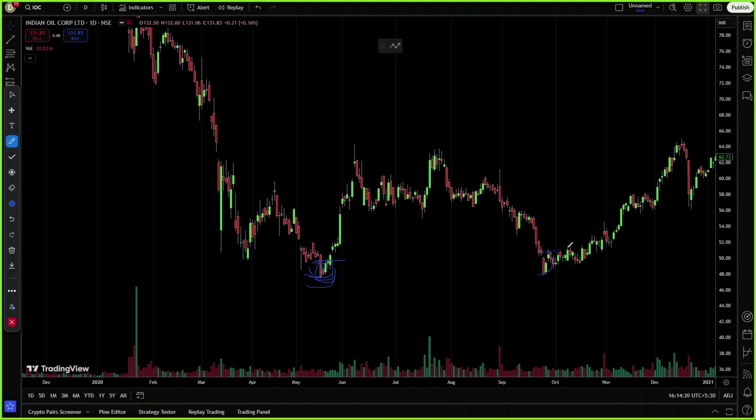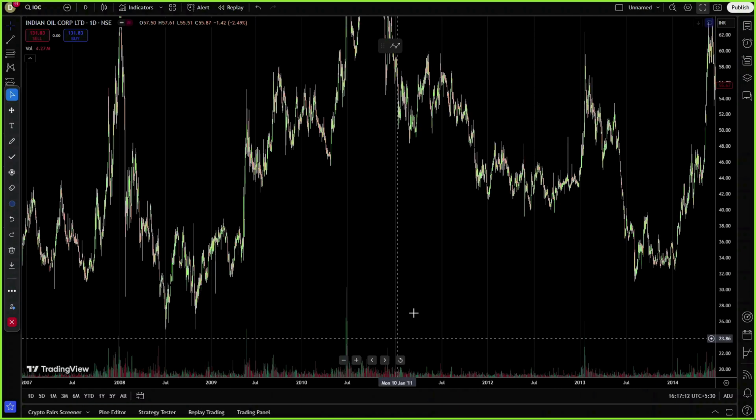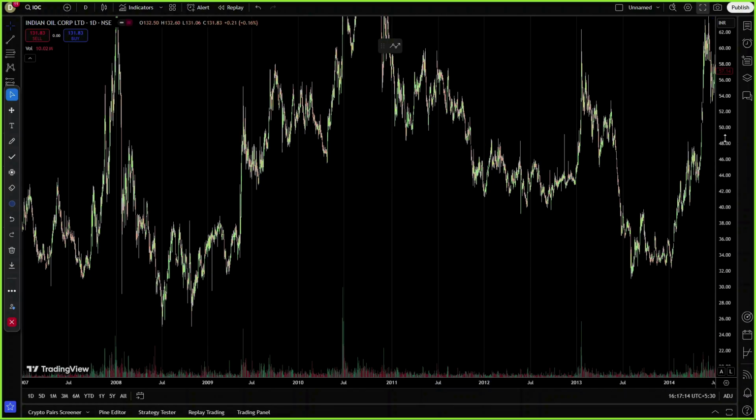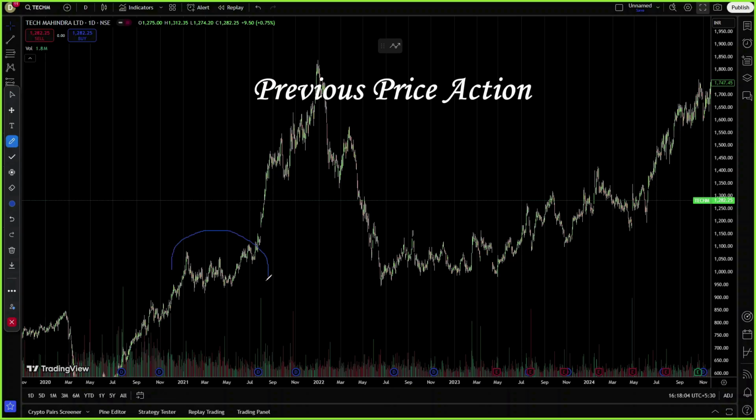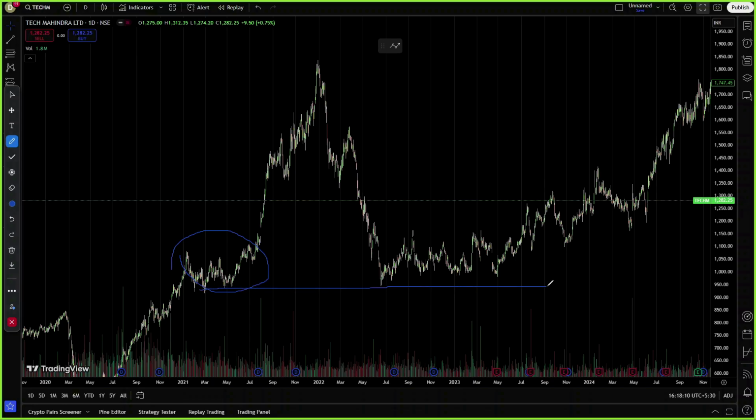Somewhere around this area the prices have broken, but it has not sustained. So here around this area it has sustained. So prices started making higher highs. So whenever you are looking for market bottoms, watch for the previous price action. So this is the previous price action where there is some kind of accumulation. So around this area, the same accumulation has been seen.